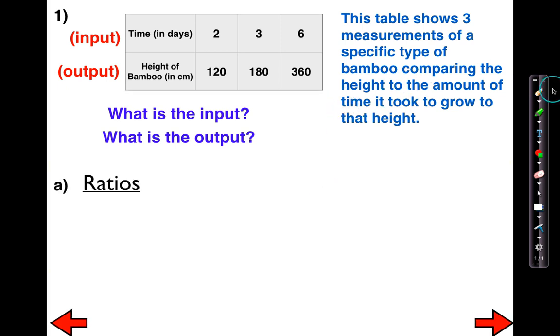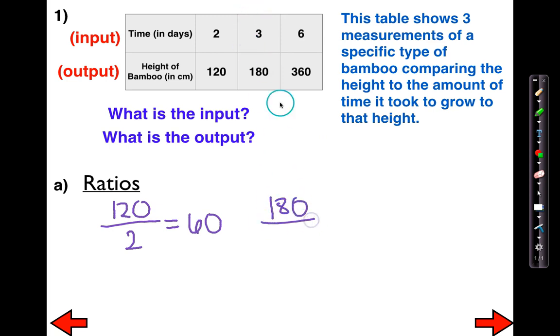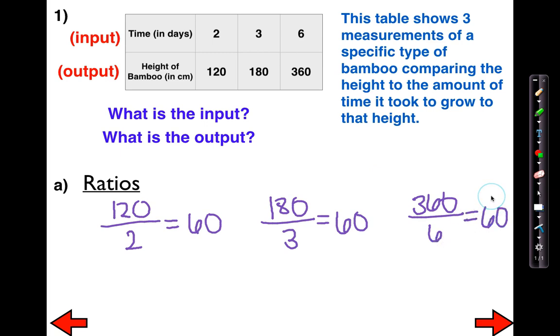Okay, so we're going to go ahead and check the ratios. And in order to do that, we typically do output over input. So here we're going to do the output of 120 over the input of 2. So this here is 60. I'm going to go ahead and check this set of data. The output is 180 and the input was 3. This is also 60. So far so good since the ratios are equivalent. I'm going to keep going. The output is 360 and the input is 6, which is 60. So guess what? I would definitely say this is a proportional relationship.